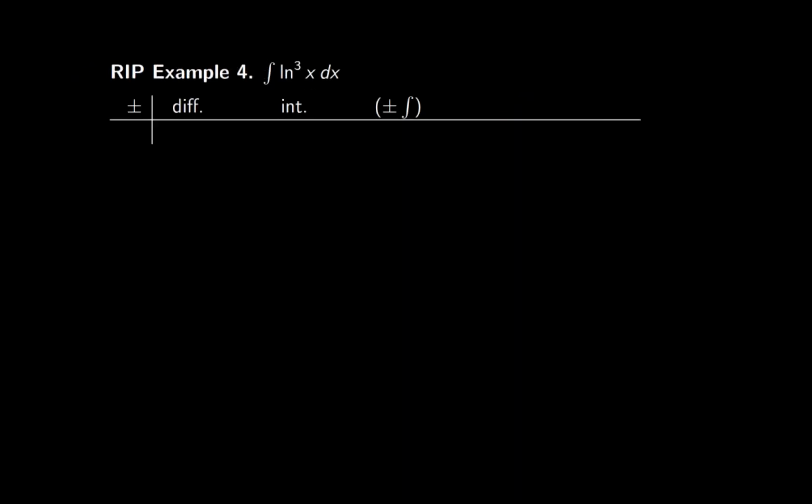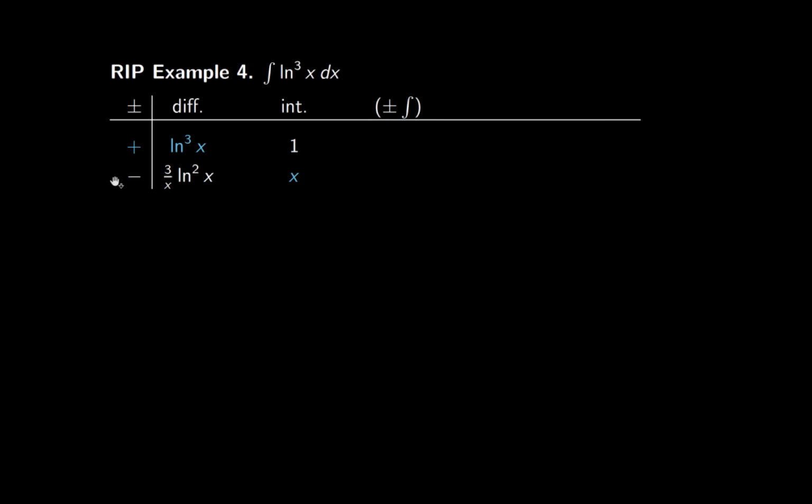Alright, we start off with 4 columns. We always start with alternating plus or minus signs, a column of functions to be differentiated, functions to be integrated, and a 4th column representing the integral of the product of everything in a given row. Always start with the plus sign. I'm going to choose to differentiate natural log cubed, and that leaves a 1 to be integrated. So notice that 1 times log cubed times a positive 1 gives us the original antiderivative. Okay.